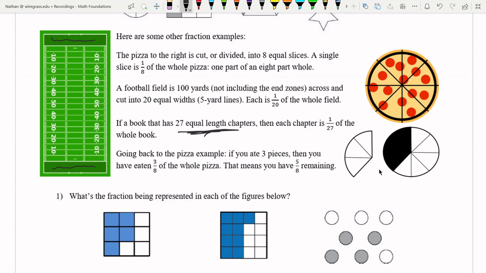Of course, we'll go back to pizza. If we take a look at this pizza and we ate 3 slices from that pizza, that's going to be 3/8 of the whole pizza as eaten. And you can count 1, 2, 3, 4, 5. 5/8 remain. So we have 3/8 eaten, because you can count 1, 2, 3, and then there's 5/8 that remain.